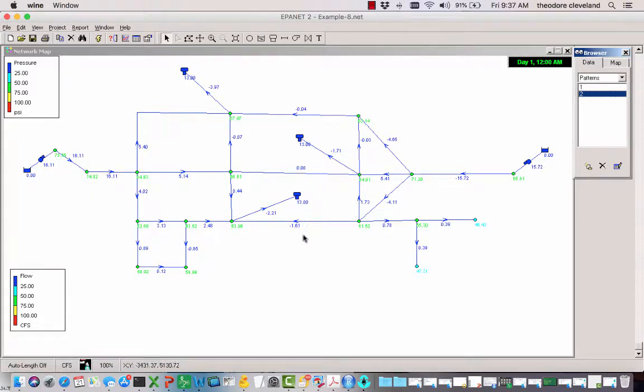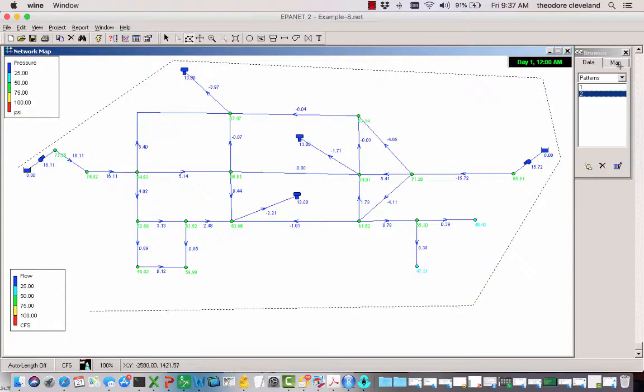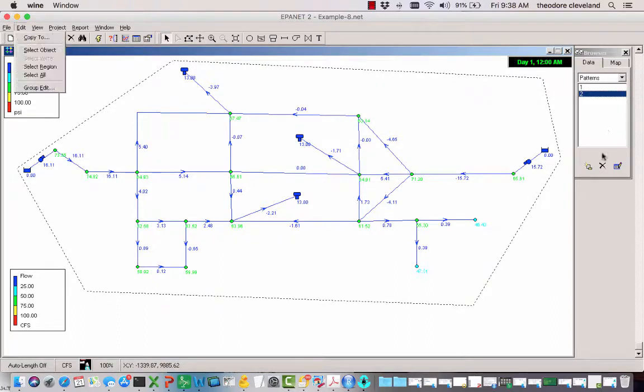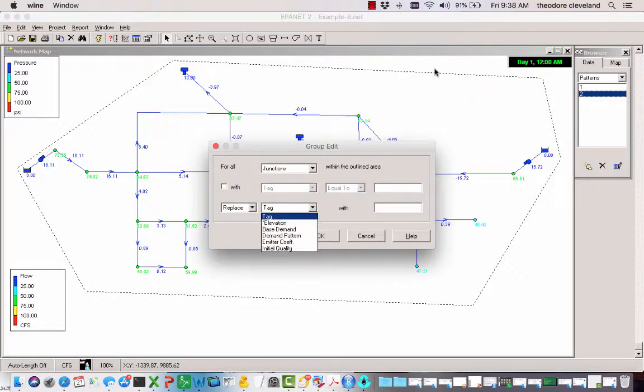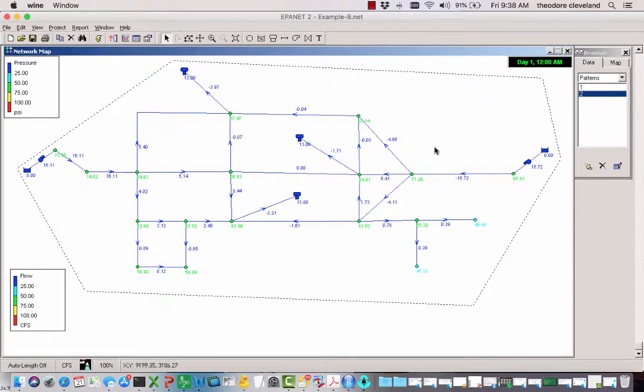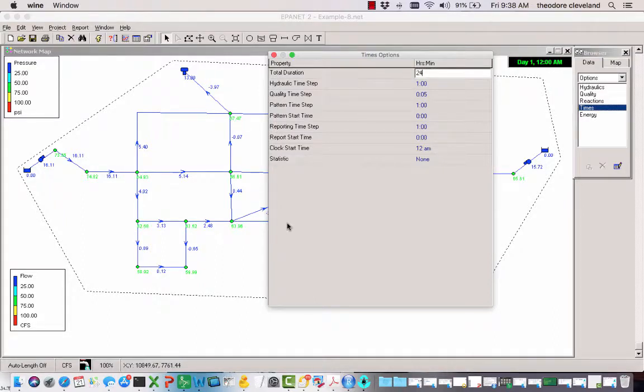So now we need to tell all the nodes to use our new pattern. And so the easiest way to do that is with a group editor. Edit, group edit. I want the demand pattern. I want to choose a 2, press OK, and I'm now ready to run my simulation, which currently isn't very interesting because we need to turn the times back to 24. So there's everything for that.